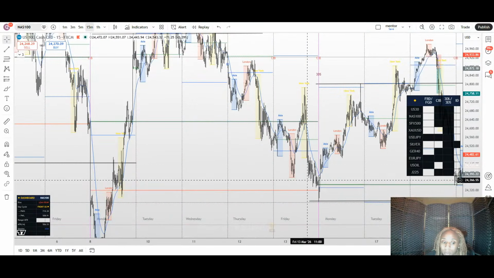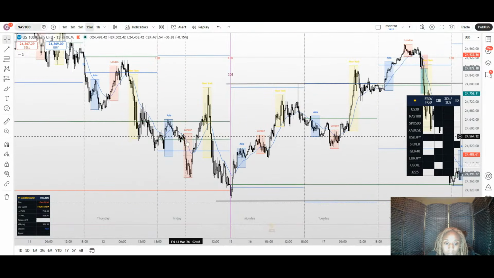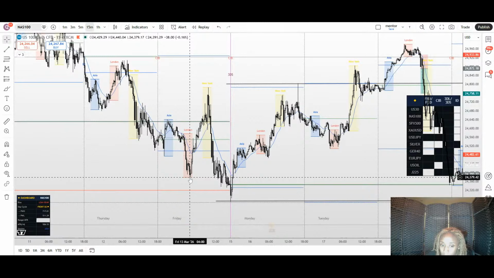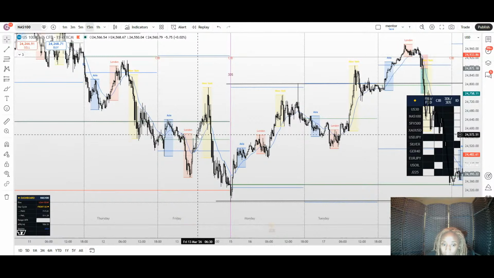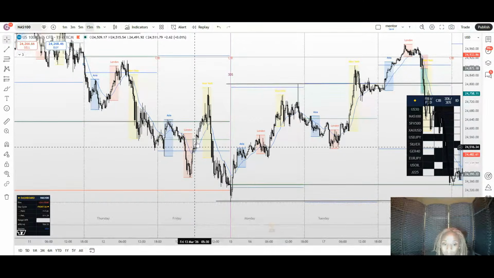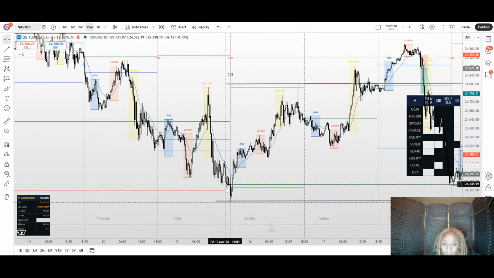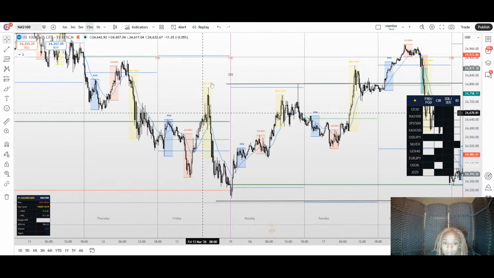I still have room, so my bias is still sell. Why? Because we have breached the previous day's low. Lower low. Pumped up, right? So on this day, I was waiting for this to happen, because I like to see a stop hunt first.